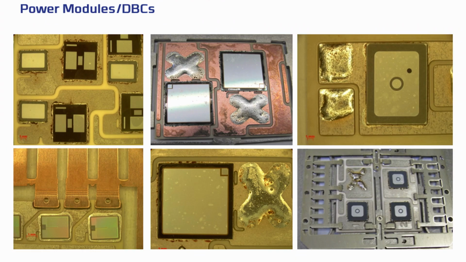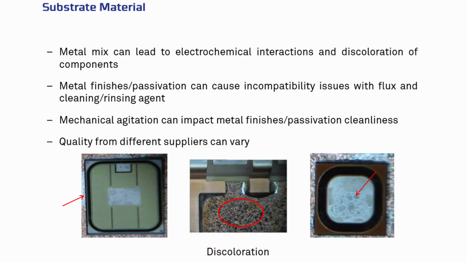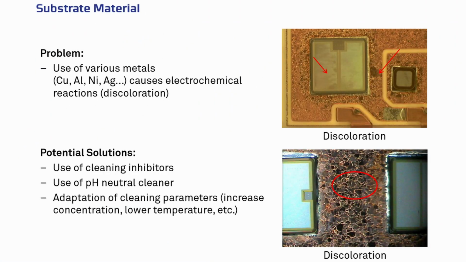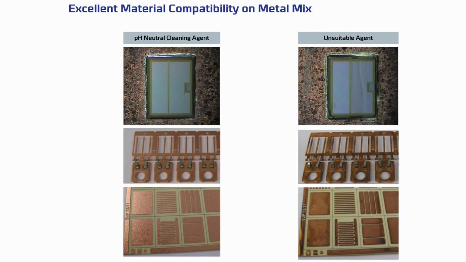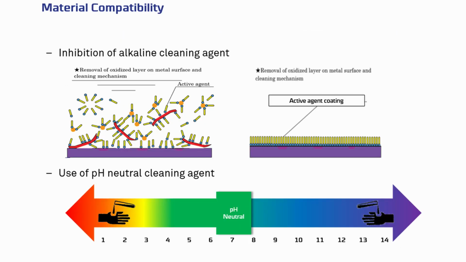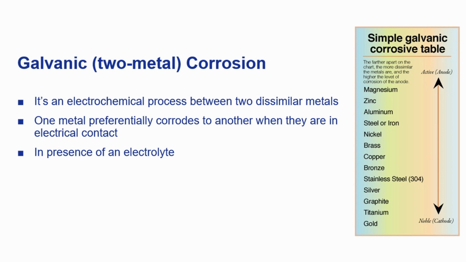Then there is the case of semiconductors, which involves power electronics and power modules, including DCBs, IGBTs, and MOSFETs. In this case, there is a high material metal mix due to a combination of aluminum, nickel, copper, and gold, and this high material mix will oftentimes result in galvanic corrosion.